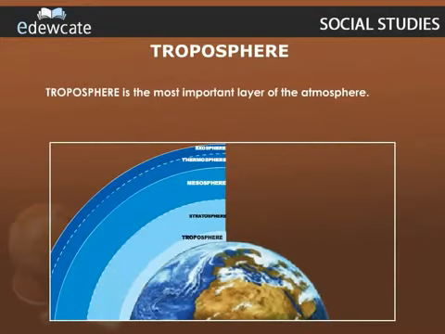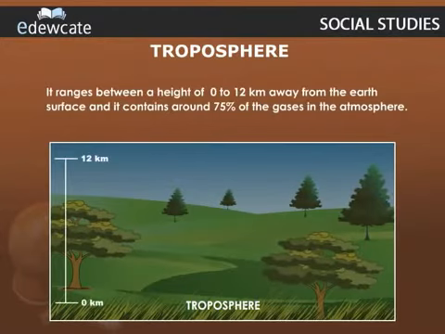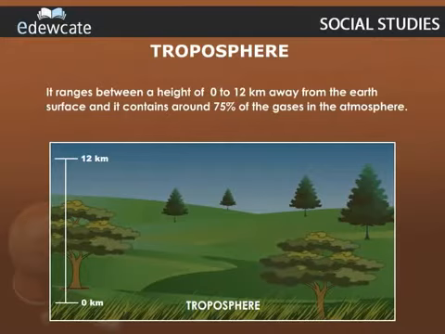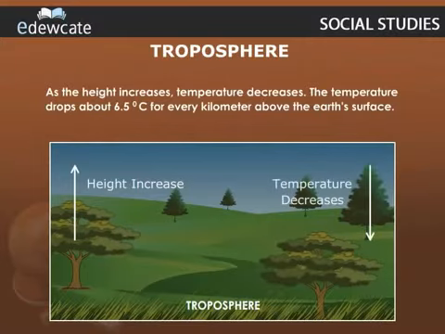Troposphere is the most important layer of the atmosphere. It ranges between a height of 0 to 12 kilometers away from the Earth's surface, and it contains around 75% of the gases in the atmosphere. As the height increases, the temperature decreases. The temperature drops about 6.5 degrees Celsius for every kilometer above the Earth's surface.